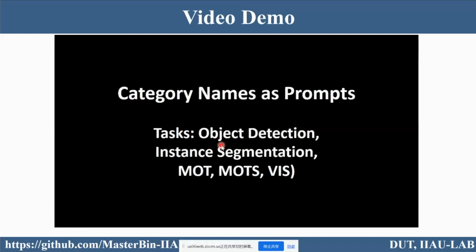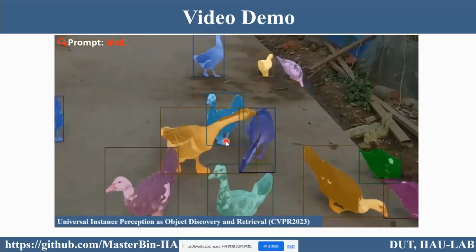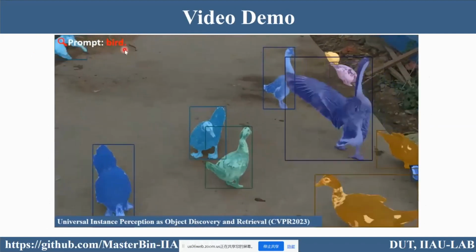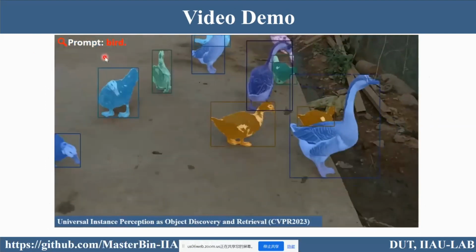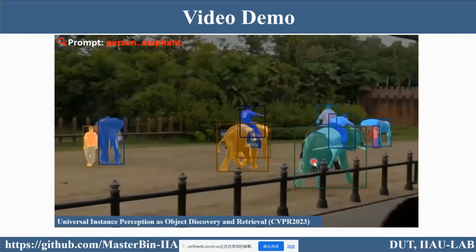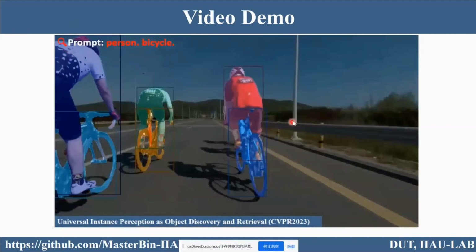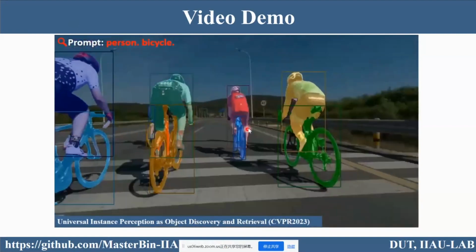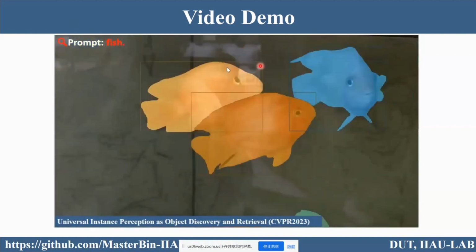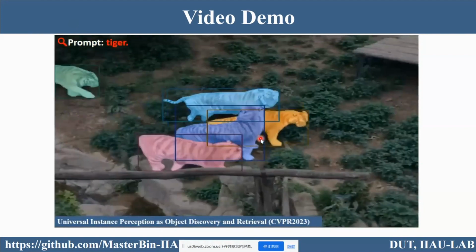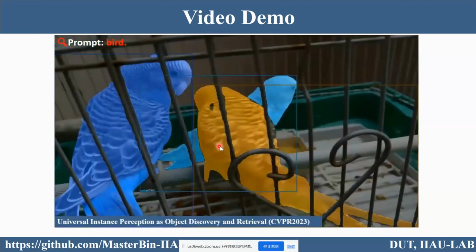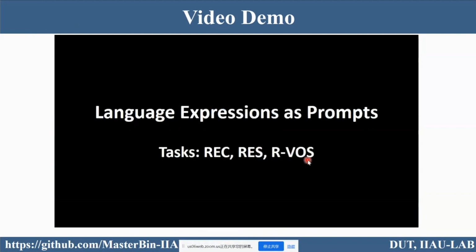Here is a video demo of UniNext. The first part is using category name as prompt. Here we put the prompt on the left corner. Different colors represent different object IDs. Here we demonstrate both the bounding box level prediction and the mask level prediction results. It can be seen that our method can robustly track different objects.